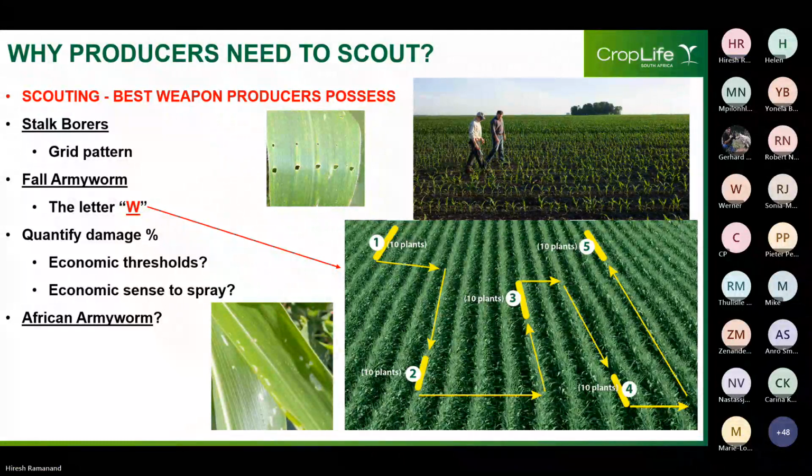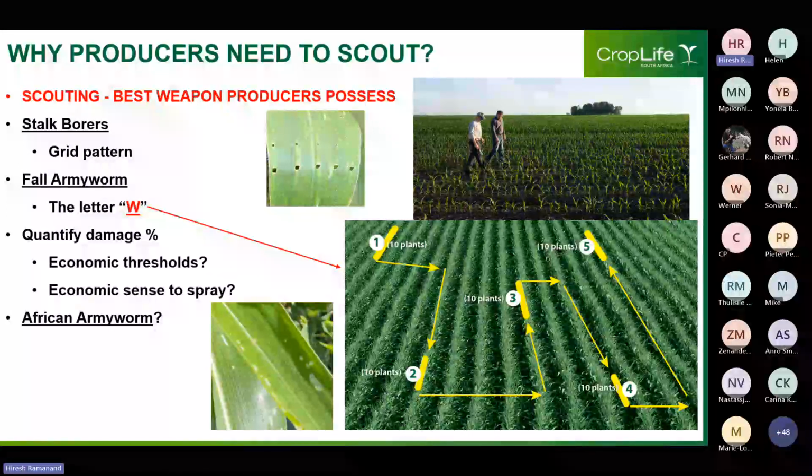The best method to identify whether there is a stalk borer infestation in your maize is to scout and inspect your land. Farmers can scout in a grid pattern to get an overall picture of the field.